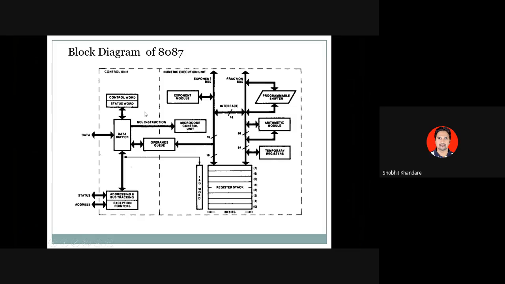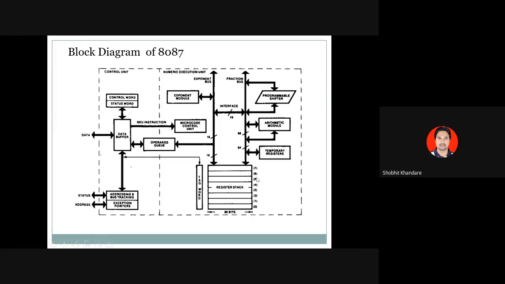Before I go to the understanding of the numeric execution unit, try to understand the control unit. It consists of data buffer, shared operand queue, addressing and bus tracking, then exception pointers, and control and status word. Now come to the numeric execution unit. This consists of 8 numbers of 80-bit register stack. This is more important. You can see a register stack is there.